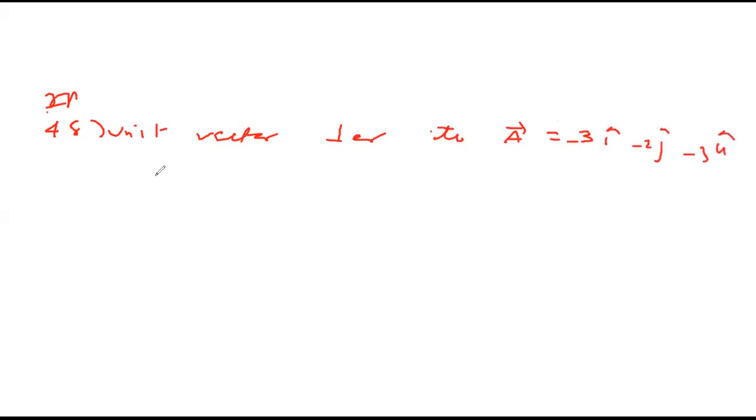Unit vector perpendicular to vector. ये भी सही सम है. Unit vector perpendicular to a bar equals minus 3i cap minus 2j cap minus 3k cap, and b bar equals 2i cap plus 4j cap plus 6k cap. Unit vector perpendicular to both a and b.